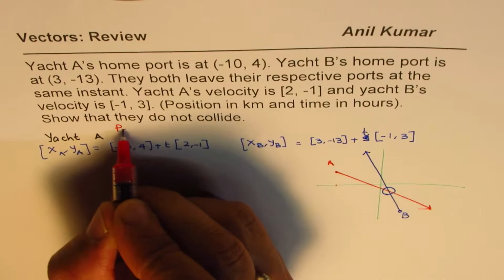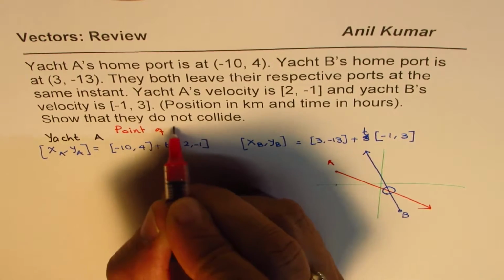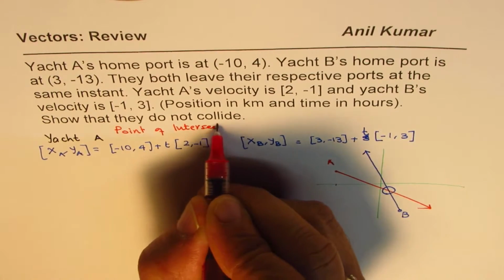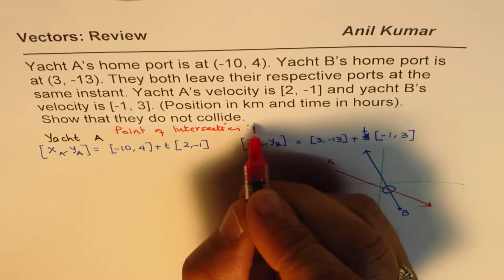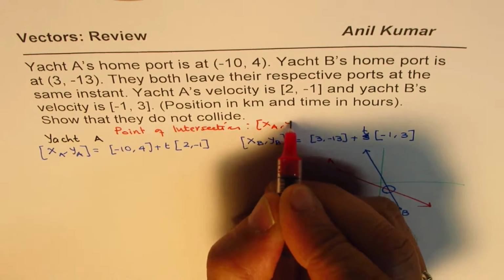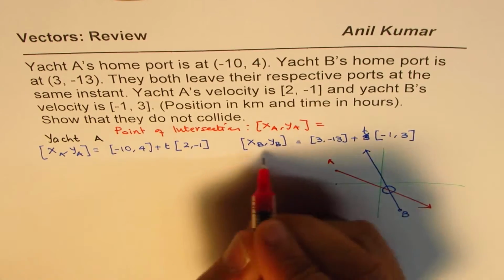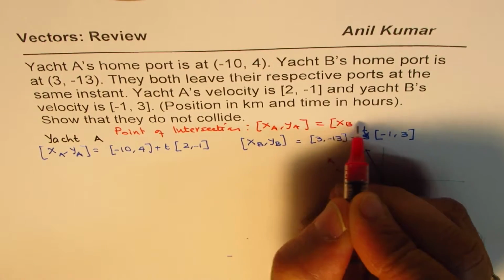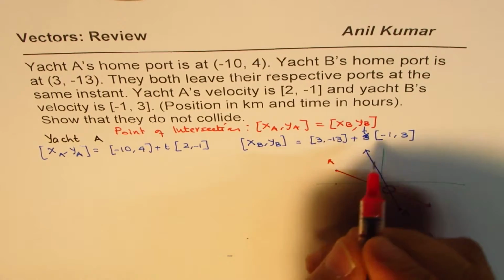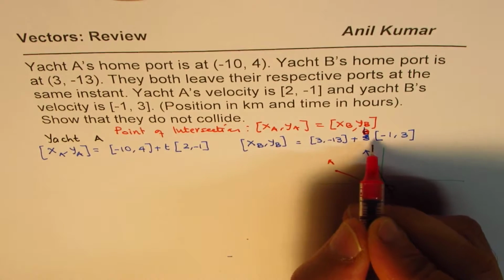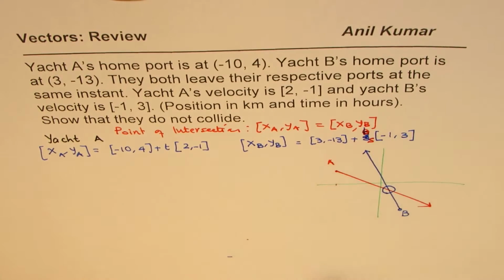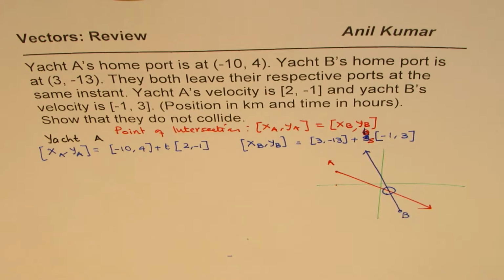So the point of intersection is where we are saying these positions (xa, ya) and (xb, yb) are the same. Now they could be the same at different times. So I'm using s here. Okay, so they could be the same at different times. That is the whole idea, right? They may cross. Now if the time is the same, they will collide. That's the whole idea. So I'm just taking separate s values.